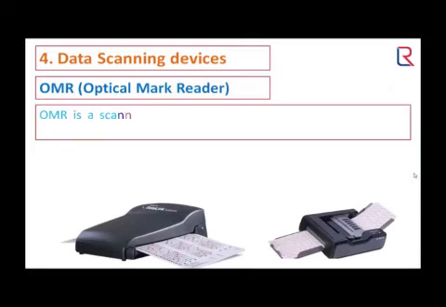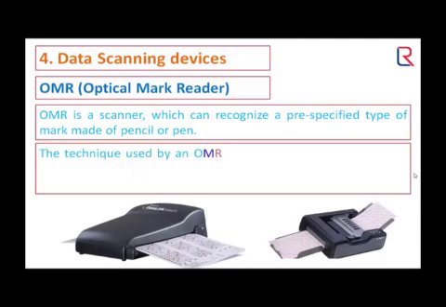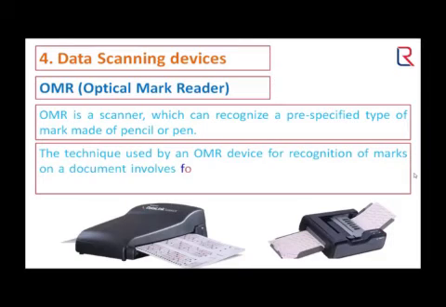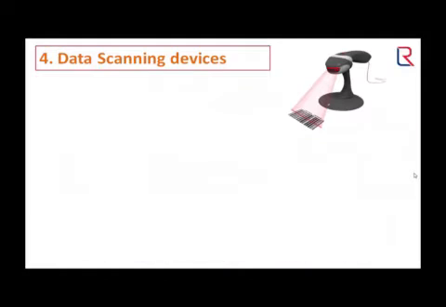Optical mark reader. OMR is a scanner which can recognize a pre-specified text or mark made by pencil or pen. The technique used by an OMR device for recognition of marks on a document involves focusing a light beam on the document and detecting the reflected light pattern from the marks.